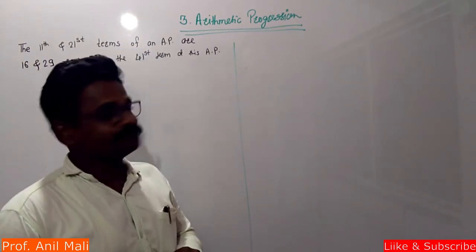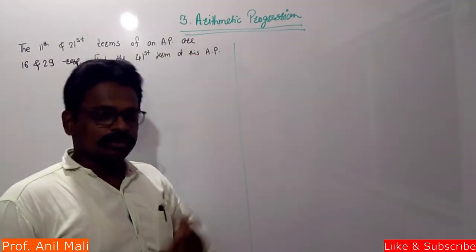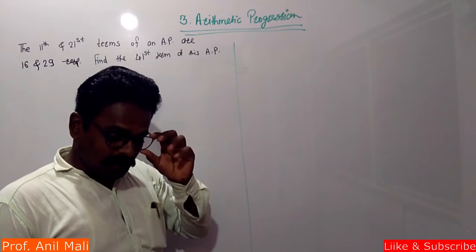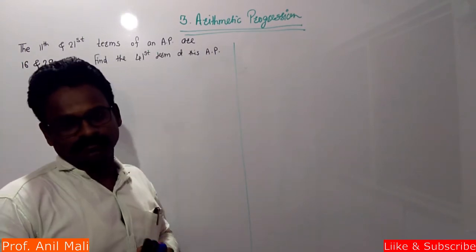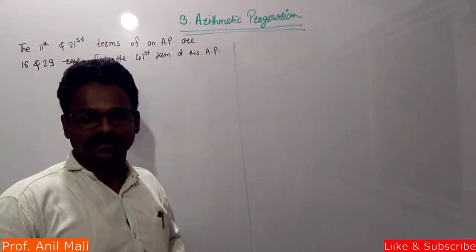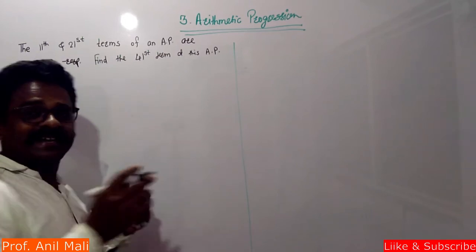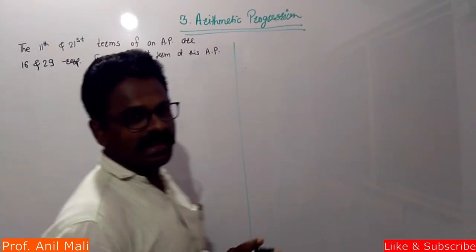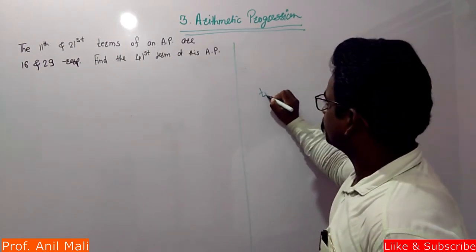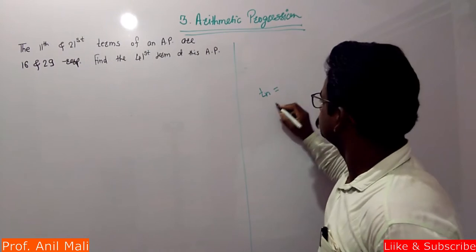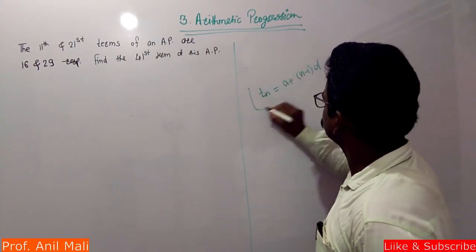Once again I'm here to teach you arithmetic progression. Okay, so students, in the previous lecture we had seen how to find nth term and one to two problems were also discussed at that time. So to find nth term, what was the formula? Formula for finding nth term: Tn is equal to a plus n minus 1 into d.